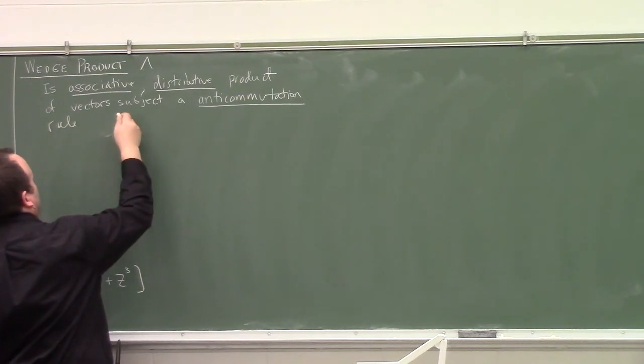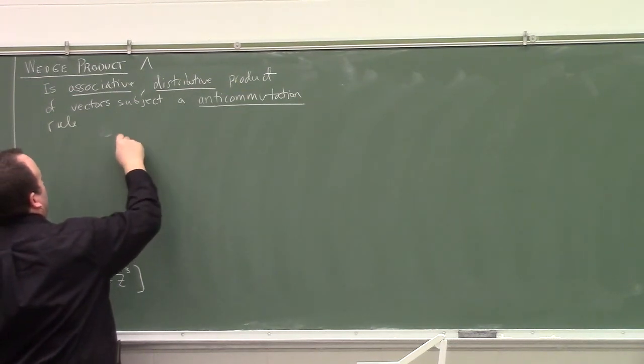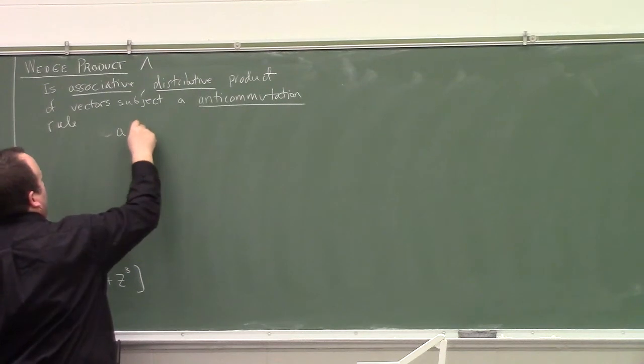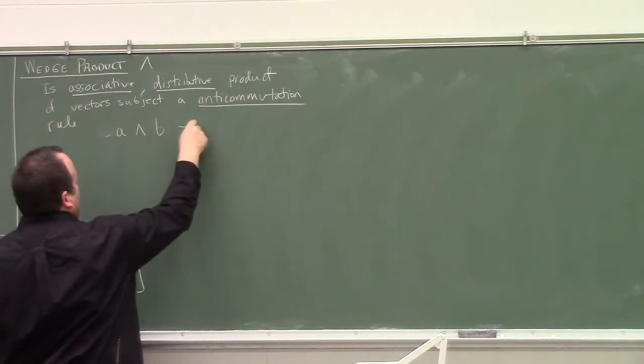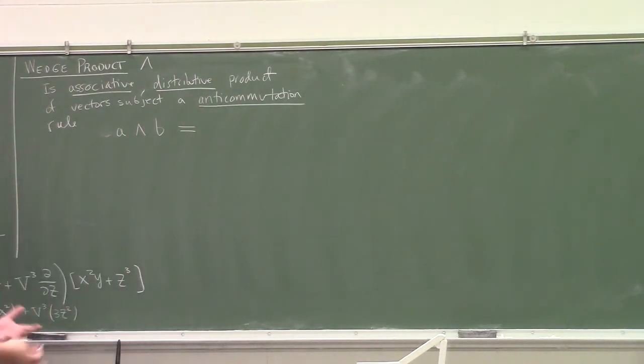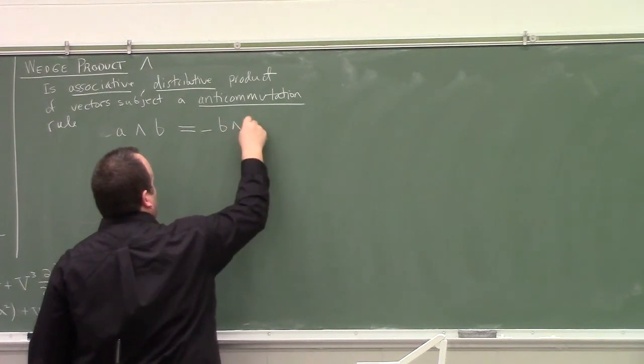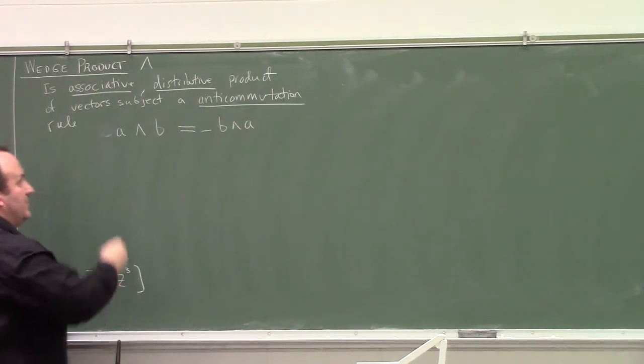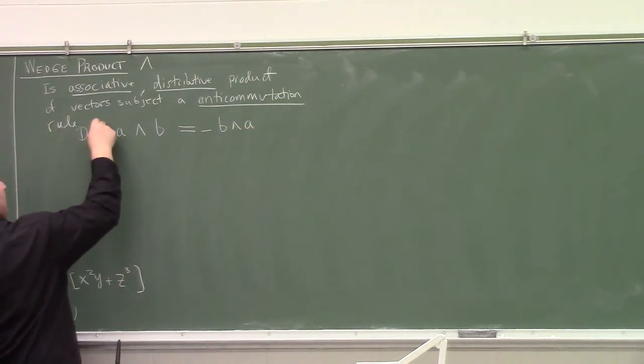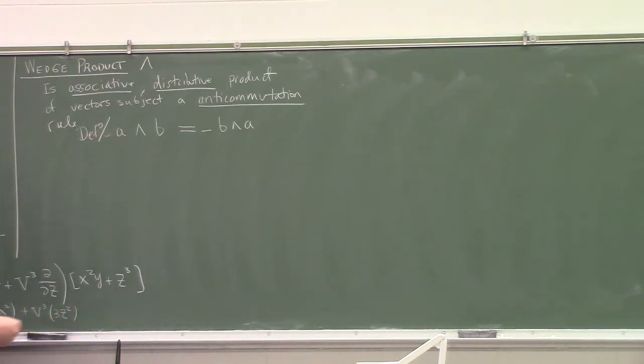So, for example, if we have, maybe V is a bad letter, let's say vector A wedged with vector B. The quintessential rule about the wedge product is that when you take the wedge product of two vectors, it's minus if you flip it over. In other words, it's minus B wedge A. This is essentially one of the fundamental defining rules for the wedge product, all right?